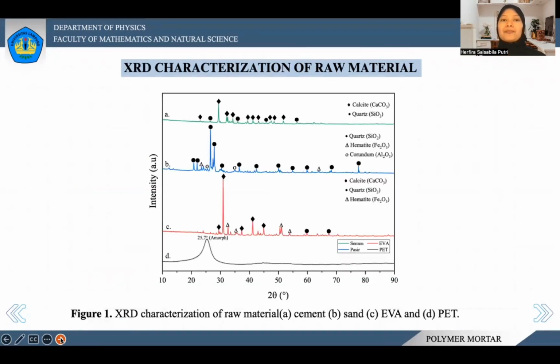And the second characterization is XRD. Figure 1 shows the diffractogram of raw material. In Portland cement, the dominant phases formed are calcite, hematite, and quartz. For the sand, the dominant phases are quartz, hematite, and corundum. Meanwhile, for EVA polymer, the dominant phases formed are calcite, quartz, and hematite. And the last, for PET polymer, the diffractogram has an irregular shape, indicating the PET is an amorphous type.